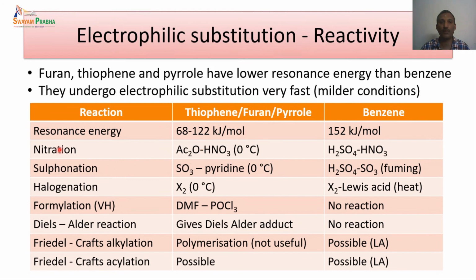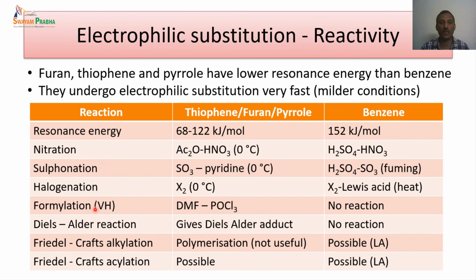And when we compare some of the reactions like nitration, acetic anhydride and concentrated nitric acid at 0 degrees centigrade is sufficient to nitrate these heterocycles, whereas sulfuric acid, fuming sulfuric acid and nitric acid are required for nitration of benzene. In the case of sulfonation, we have sulfur trioxide and pyridine at 0 degrees. We can carry out the sulfonation of heterocycles this way, whereas fuming sulfuric acid and oleum are basically required for sulfonation of benzene. And in the case of halogenation, halogens at 0 degrees can do the halogenation of heterocycles, whereas a Lewis acid and heat are essential along with the halogens for benzene.